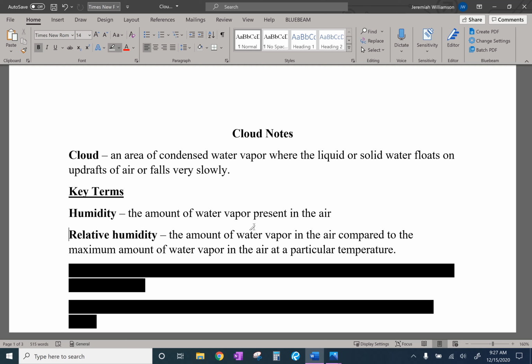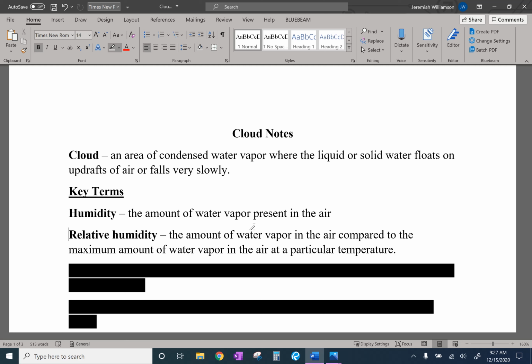And we'll talk about that later, but warm air holds more water vapor, more moisture essentially in it, than cold air does. Remember, if air is cold, it's denser. It has less empty space in it than what warm air does. So warm air holds more water vapor because it has more empty space. And relative humidity, all it does is compares it to the maximum amount.